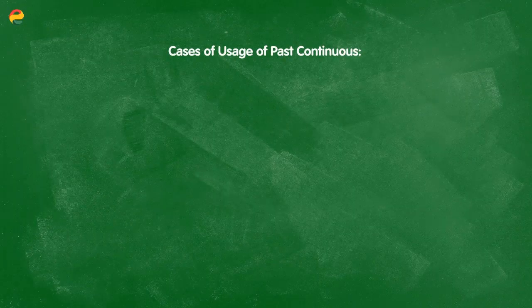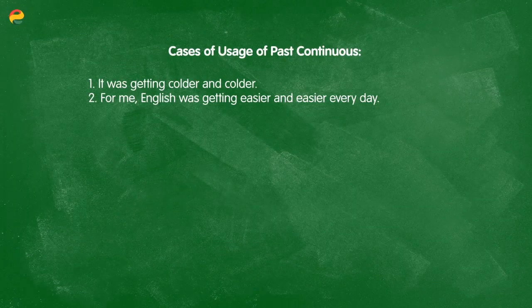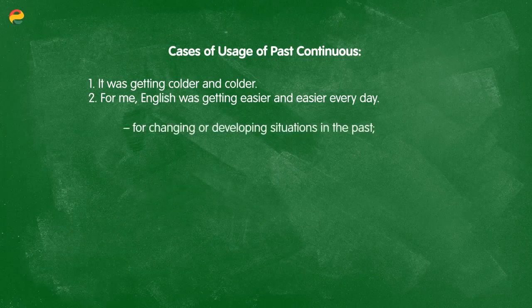And finally, I can talk about events that are developing or changing in the past. For example, I can say something like, "It was getting colder and colder." Or, "For me, English was getting easier and easier every day." Here, I can use the past continuous just like I used the present continuous. Earlier we learned "it is getting colder and colder," and to move that statement to the past, all I have to do is change "is" to "was." "It was getting colder and colder."